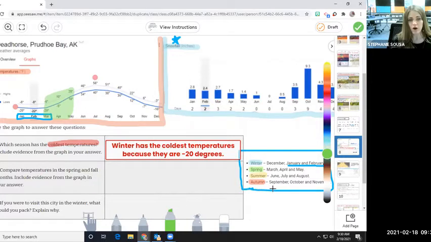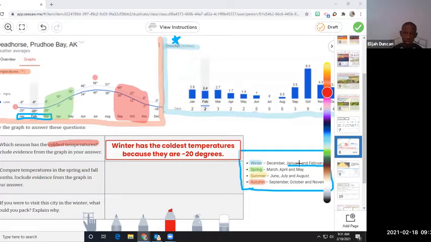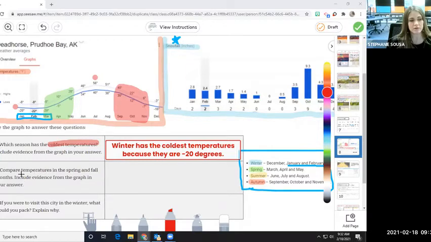And the fall. The fall here is September, October, and November. So I'm going to look for September, October, November. And I'm going to compare those two temperatures. Okay, so we've taken a look at the spring and the fall months, all right? It says compare temperatures in the spring and fall, include evidence from the graph. So we're looking at the spring and the fall.